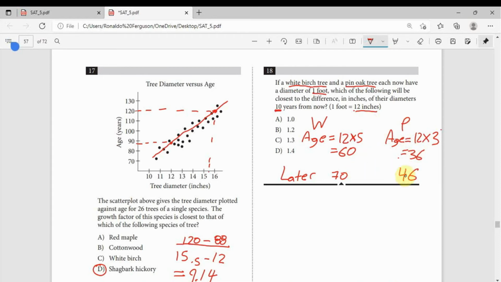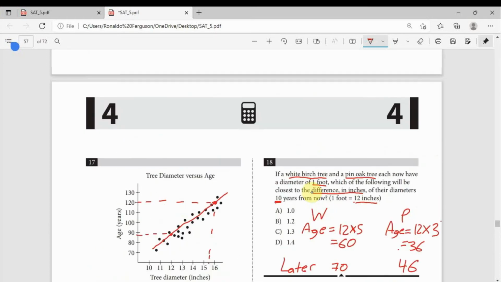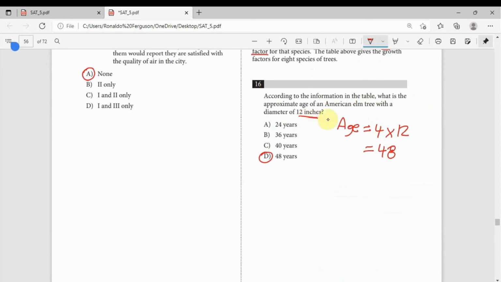Now the question doesn't ask us anything about age. It wants to know the difference in their diameter 10 years later. So first thing now is we need to find what the diameters are later. This is where you go back to the equation that they give us, that the age is equal to the growth factor, let's call it G, times the diameter. So if you make the diameter the subject, the diameter will be age divided by the growth factor, right?